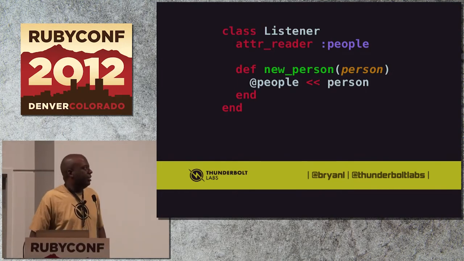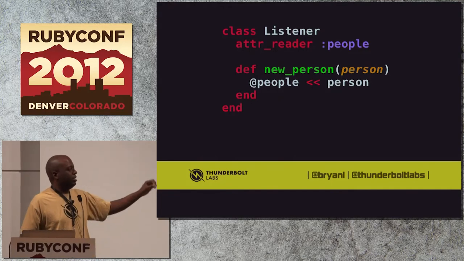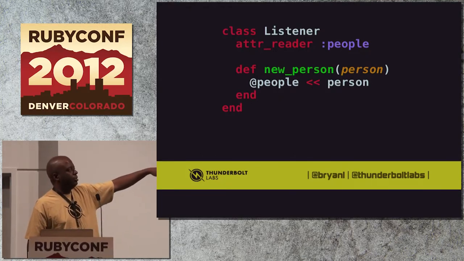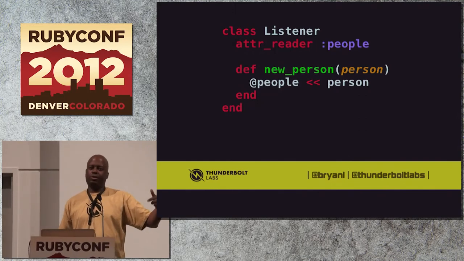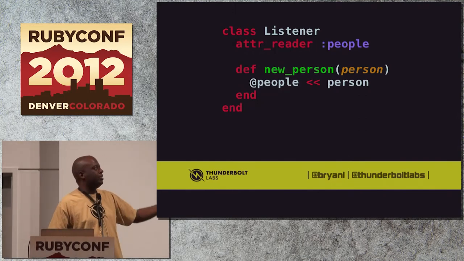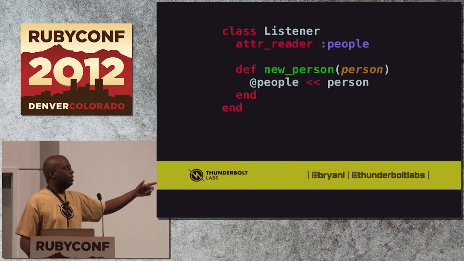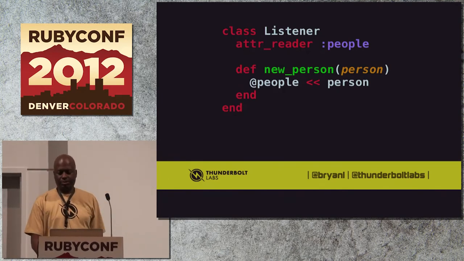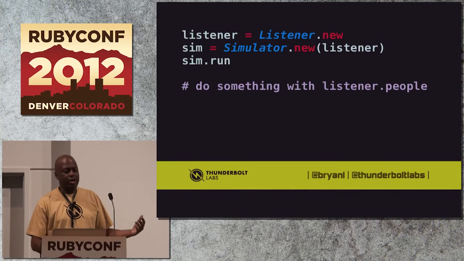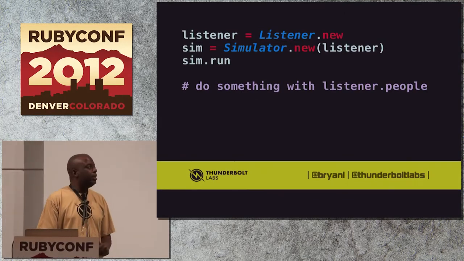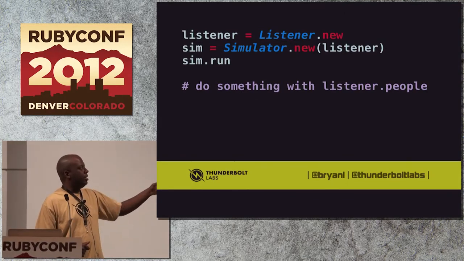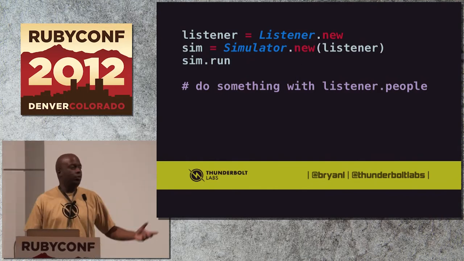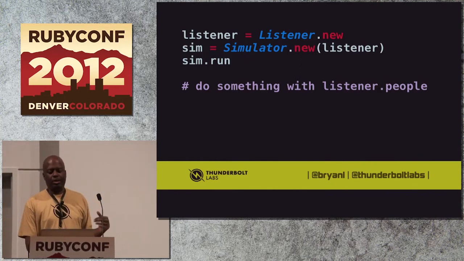I have this listener here, and this is just an example. This listener is an observer, so you'll see that the new person is a callback. When the simulation runs, there are callbacks. Every time a new person is created or born, a person gets appended to the people array. Seems perfectly fine to me. So this is what happens: the simulator runs, you pass in the listener, and then you can look in the listener and inspect the people.